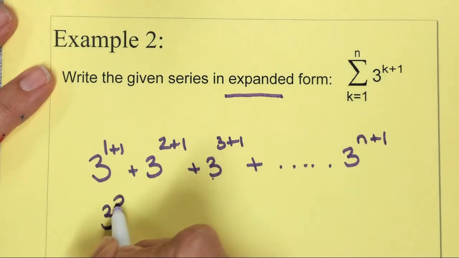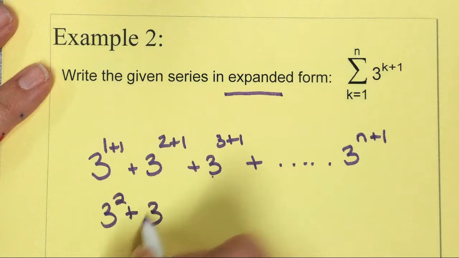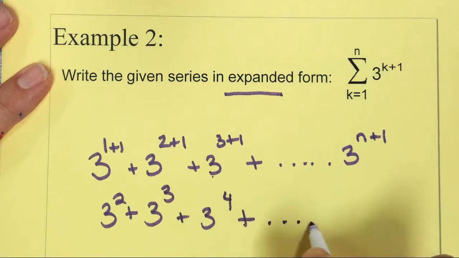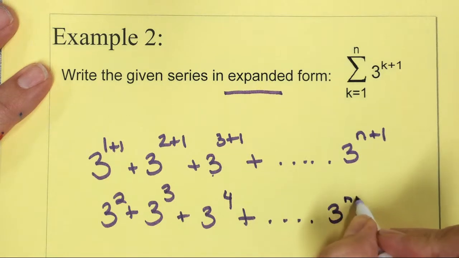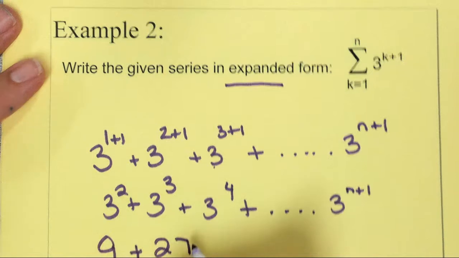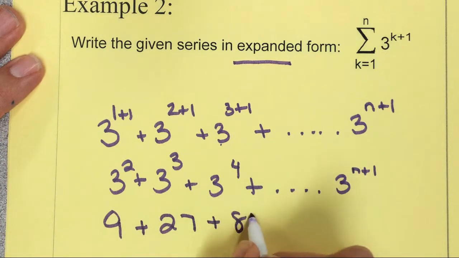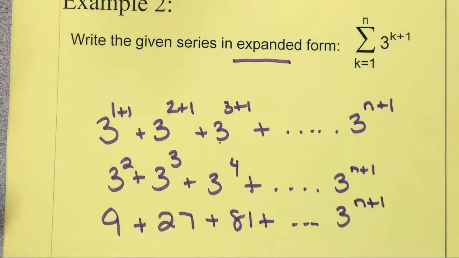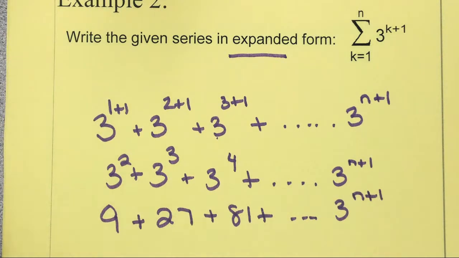1 plus 1 is 2. 2 plus 1 is 3, 3 plus 1 is 4, dot, dot, dot, so 3 squared is 9, 3 to the third is 27, 3 to the fourth is 81, dot, dot, dot, 3 to the n plus 1. And that's it. We expanded it.